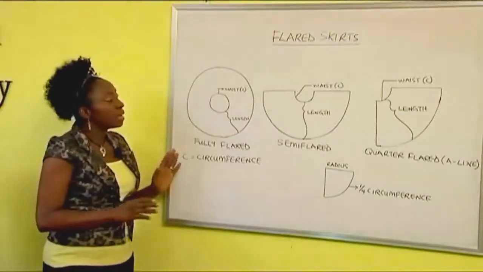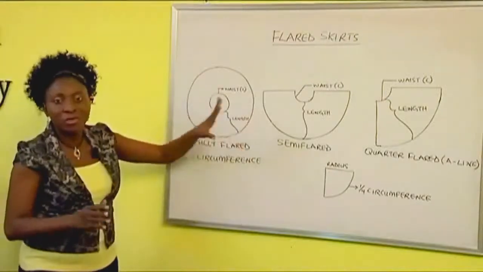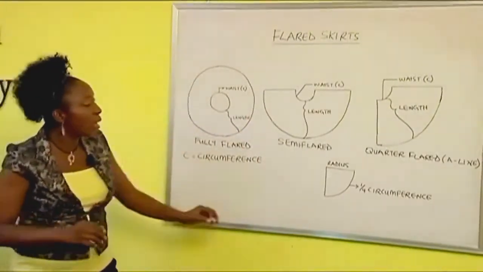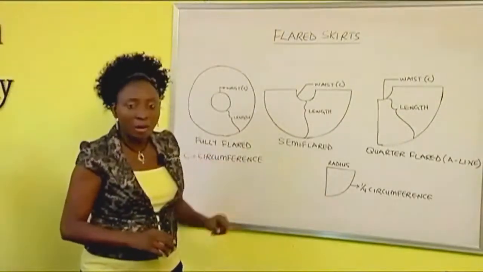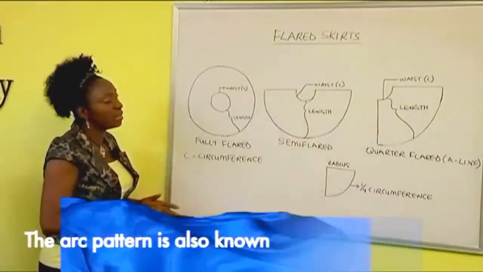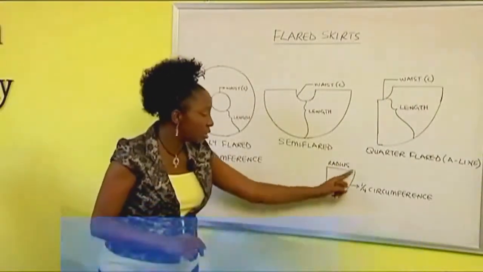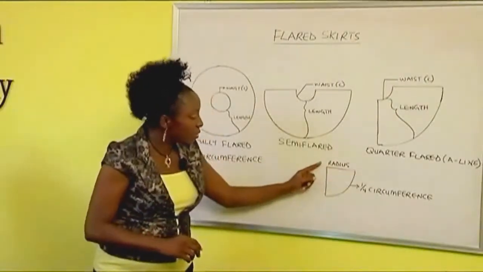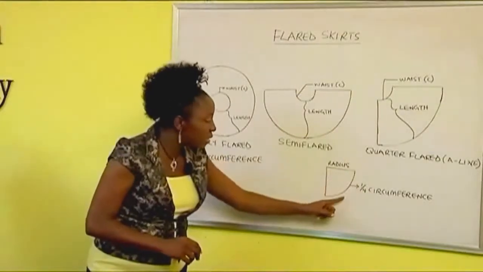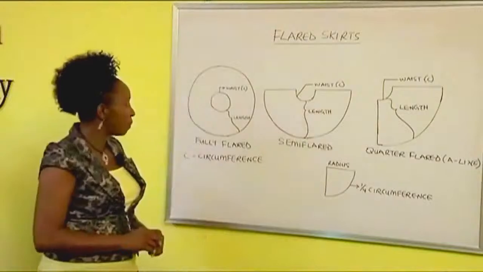Now to make our pattern, obviously we're not going to make this huge pattern of the massive skirt, but we're going to make the pattern called the arc. It's called the arc pattern. You can see the radius here, just like a quarter circle. This is the middle of the circle. And this part here, which represents a quarter of the circle, is a quarter of the circumference.